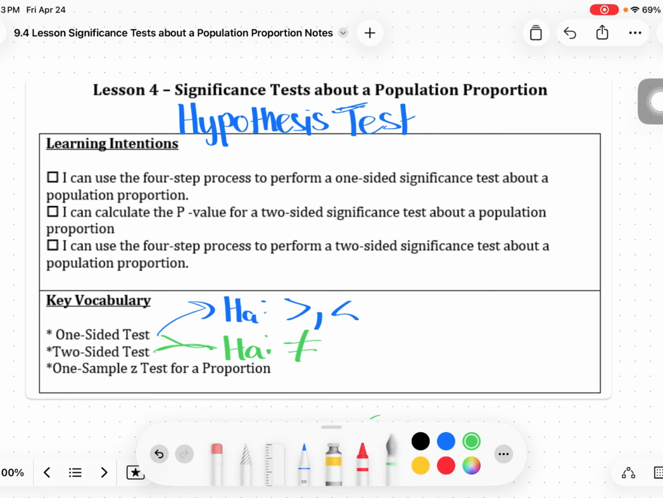And we are actually going to do a test where we make the calculations, we get the p-value, and then we make the conclusions like we did in the previous lesson. But in this case, we are going to actually calculate the p-value. In the last lesson, it was given to us. And we are going to perform a one-sample z-test for proportions. So we're focusing on proportions in this lesson.